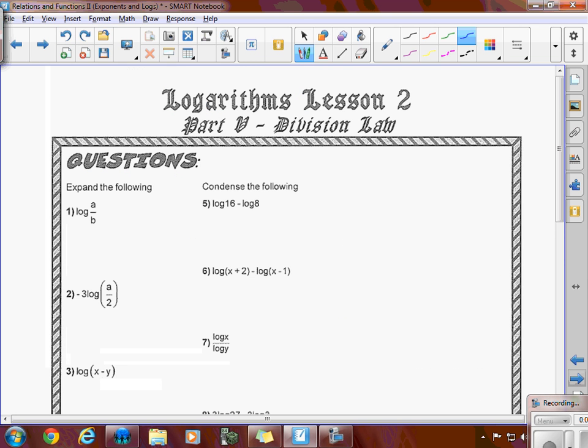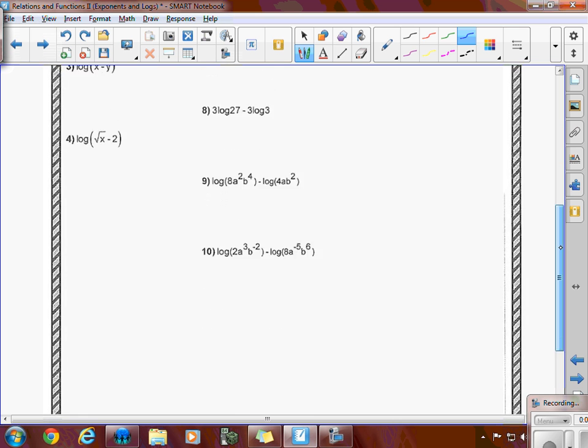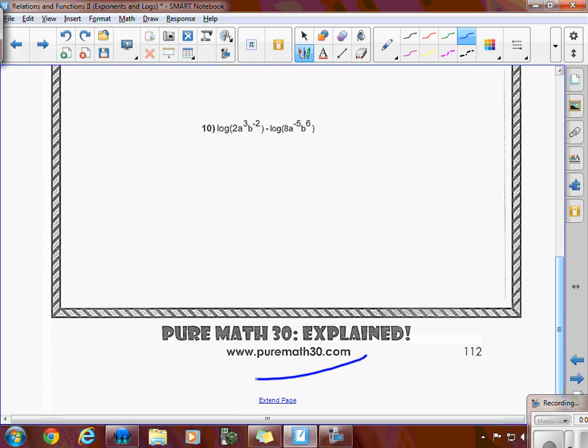Go ahead and work on these questions on the next page for the division law of logs. Simplify as far as possible if you can. And for answers, look up this lesson on puremath30.com.